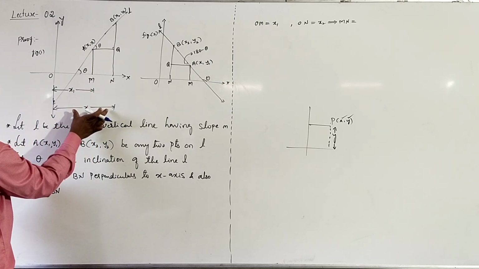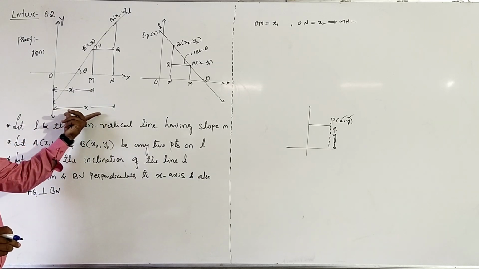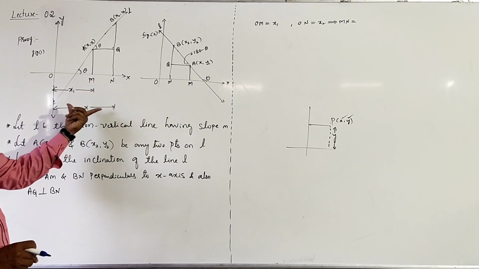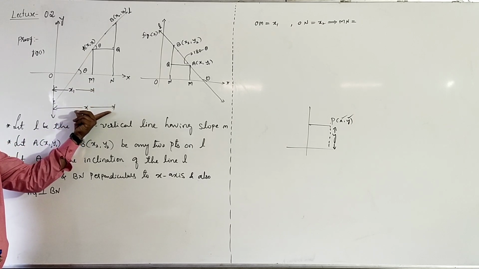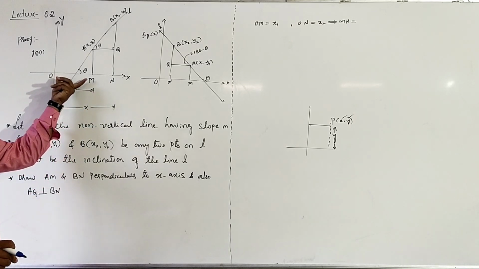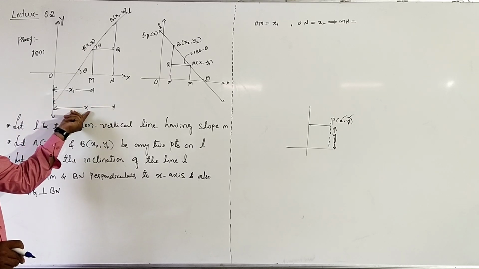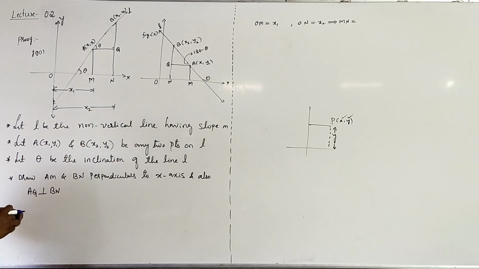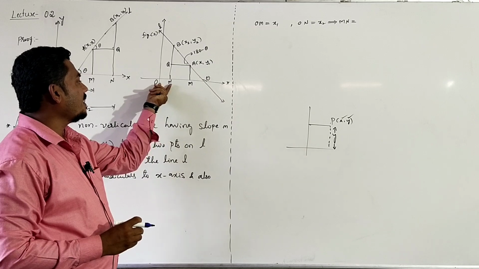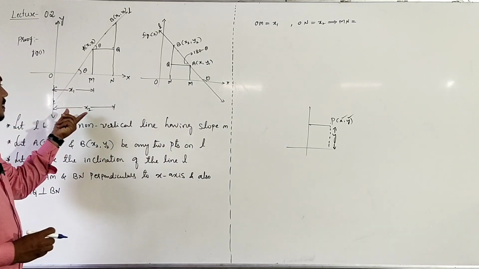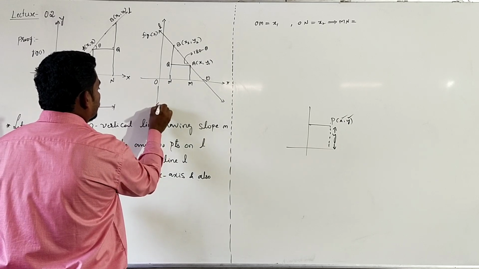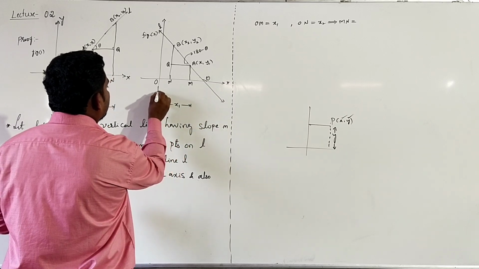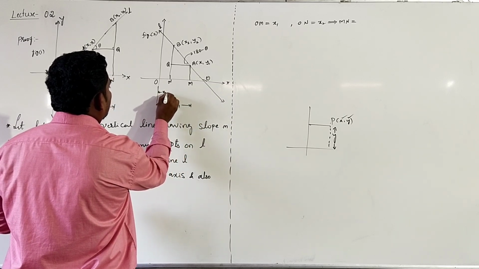We need MN. MN is nothing but ON distance minus OM distance. OM is already known, that is x1. ON is also known, that is x2, right? In this figure OM is x1, ON is x2, right? In both the figures.